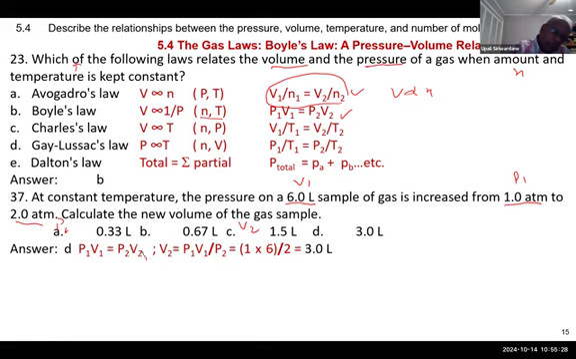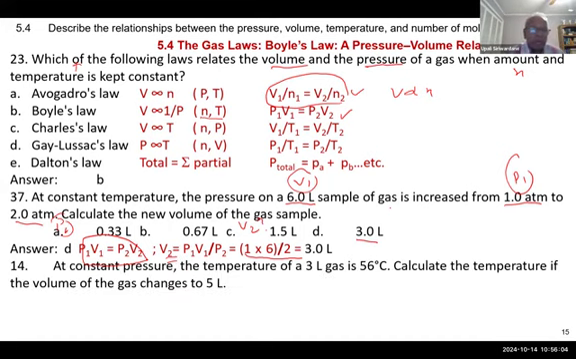What you do is take Boyle's law equation and solve for V2, rearrange this equation. P1 V1 is divided by P2. These are the values I got from right here, right here, right here. The answer is 3 liters. D is the correct answer.